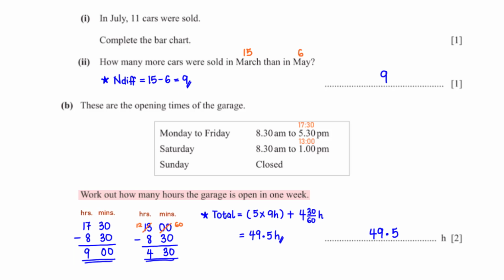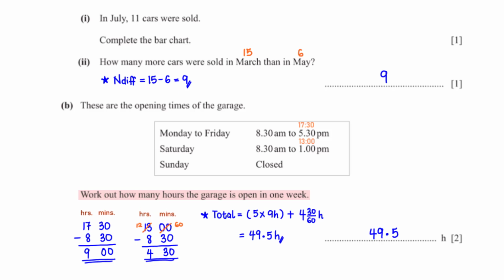1 p.m. is 13 o'clock on the 24-hour clock. So we have 13 o'clock minus 8:30. Under the minute column, we can't subtract 30 from 0. So we borrow 1 hour from the hour column, which becomes 60 minutes under the minutes column. So now 60 minus 30 is 30. Under the hour column, 12 minus 8 is 4. This means the garage is open for 4 hours and 30 minutes on Saturday.